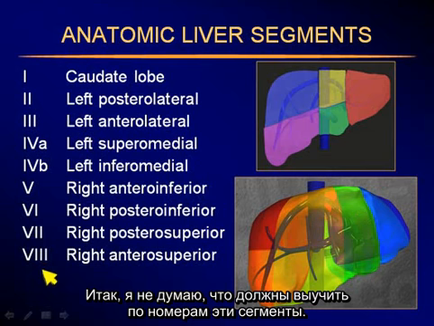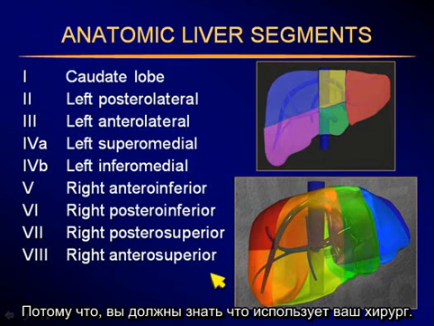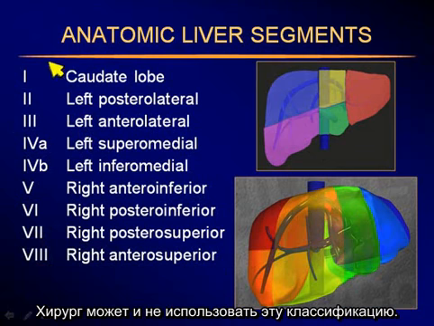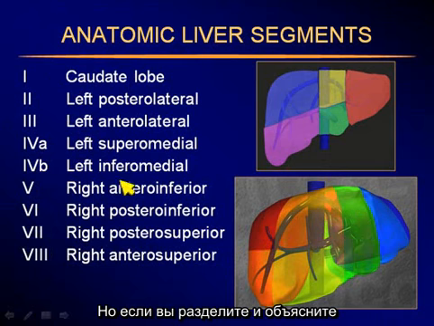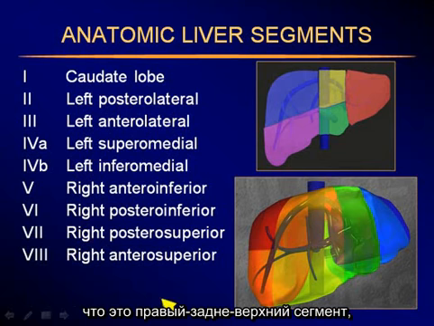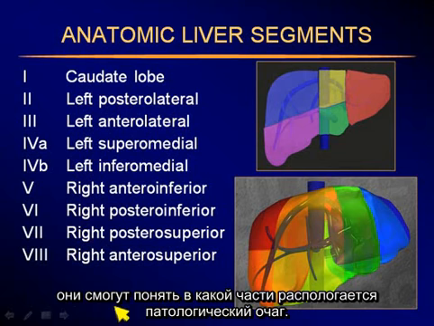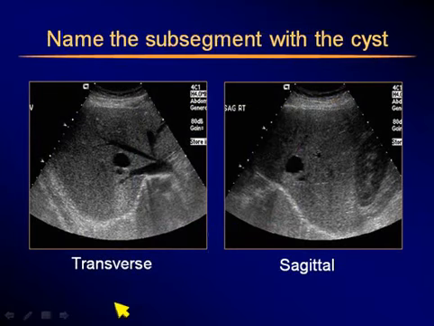Now, I don't think that you should learn all of these segments with numbers because you have to know what your surgeon uses. Your surgeon may not use this classification. But if you divide and explain that it's left posterior lateral or right posterior superior, they will know then which part of the liver the lesion is in.